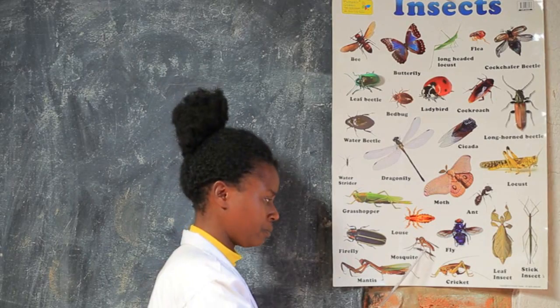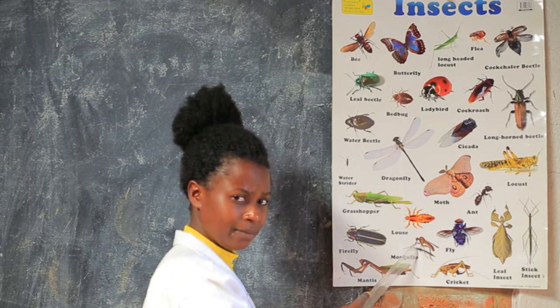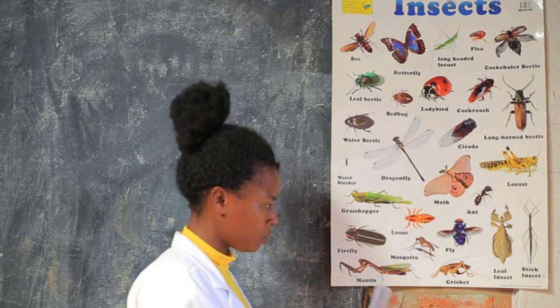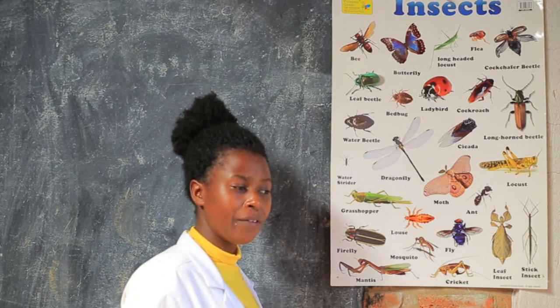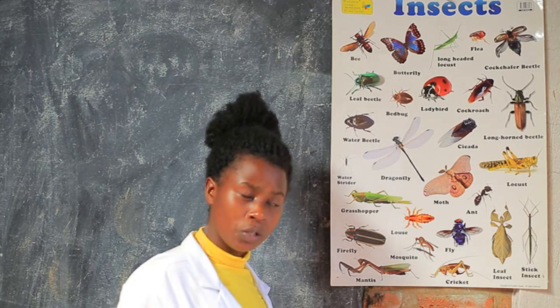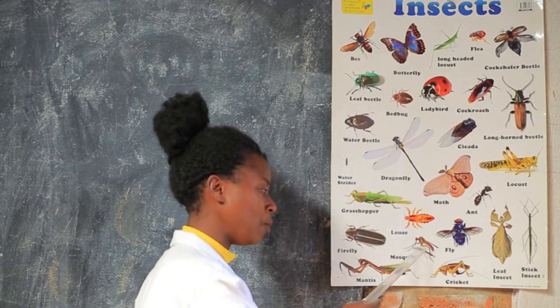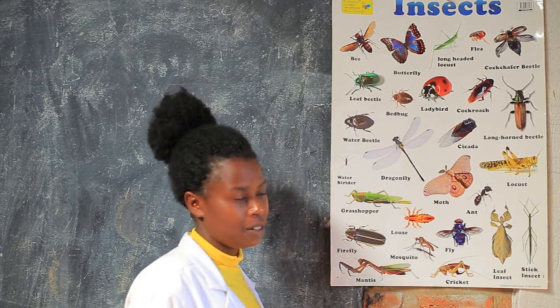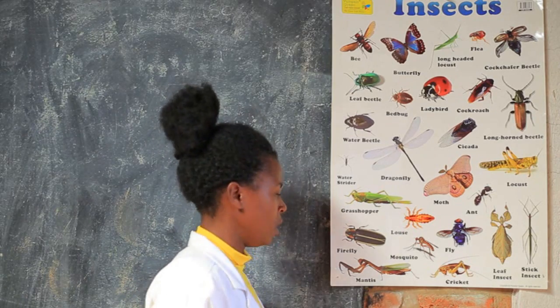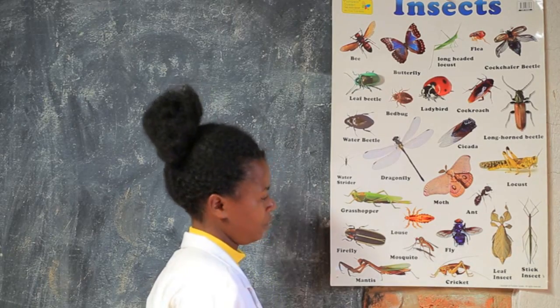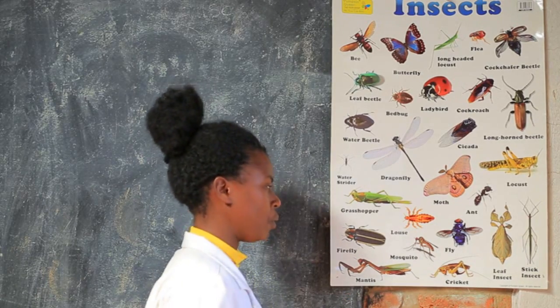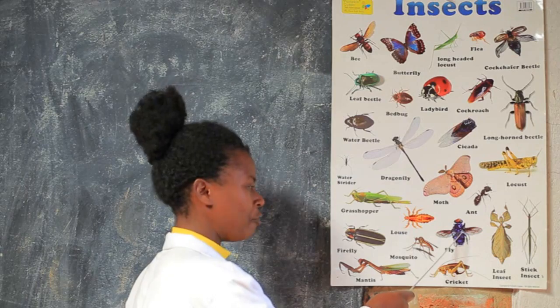So, what is this? This is the one I'm talking about, the mosquito. Whenever you don't close the windows or doors in the evening, the mosquitoes come at night, and you find that they are biting your body. So this one is called a mosquito.